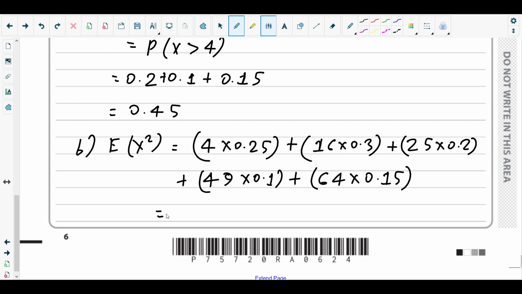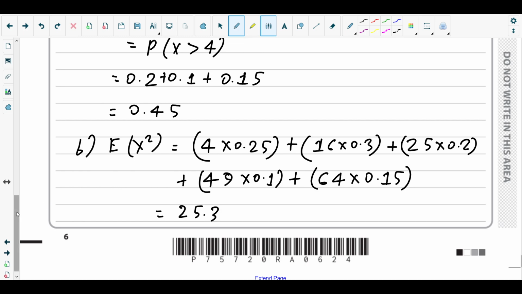So what would be the value for the expectation of x squared? It is 4 times 0.25, this is 1, plus 16 times 0.3 plus 25 times 0.2 plus 49 times 0.1 plus 64 times 0.15. What you will get here is 253 over 10, which is 25.3 basically. So we got the expectation of x squared as 25.3.